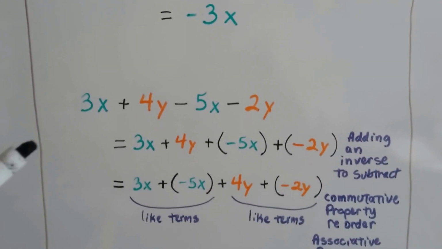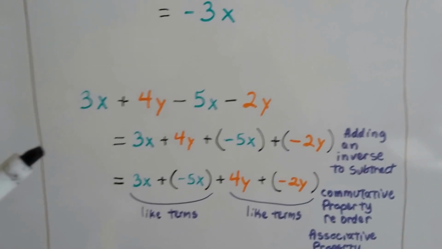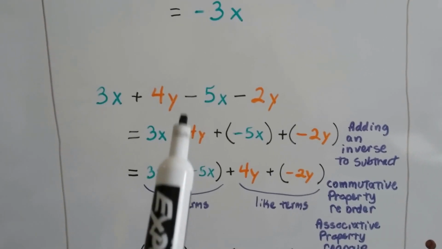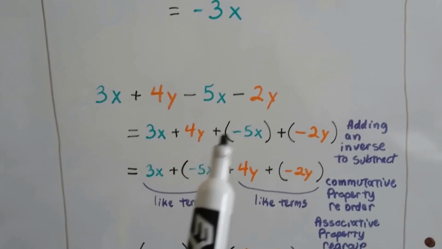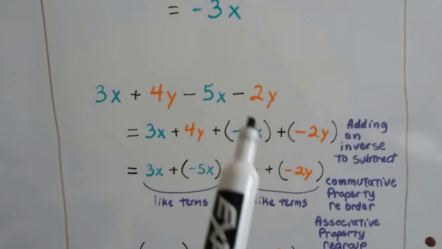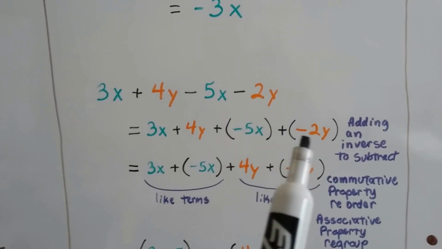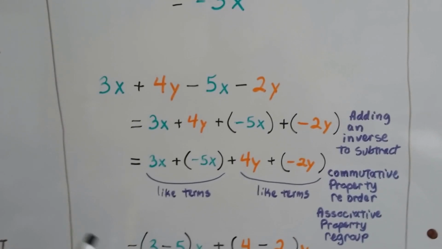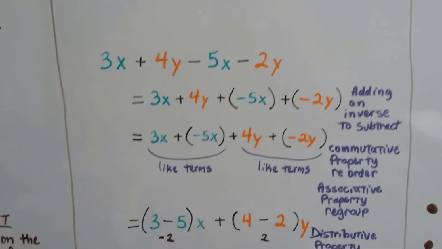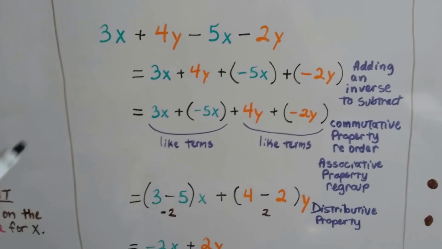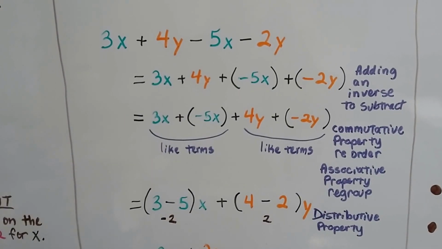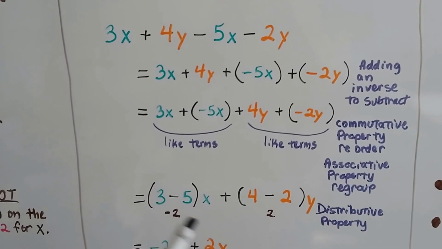And if we have 3x plus 4y minus 5x minus 2y, we can add an inverse to subtract. So instead of subtracting 5x, we can add a negative 5x, and instead of subtracting 2y, we can add a negative 2y. It's the same thing. We learned that a couple videos ago. Using the commutative property, we can reorder them to put the y's together and the x's together, and the associative property to regroup them.